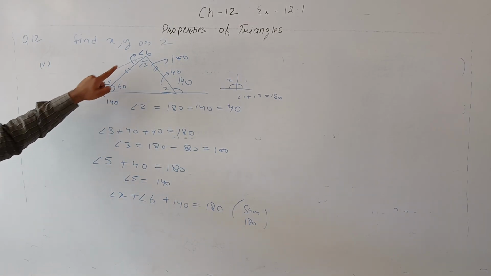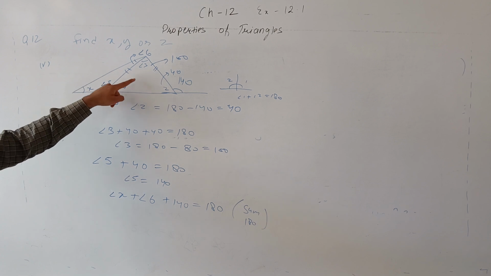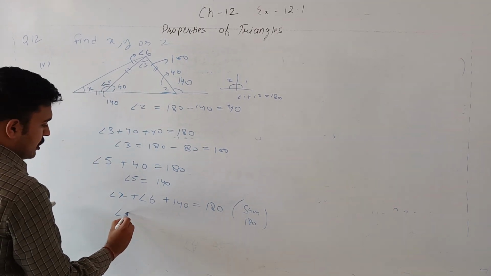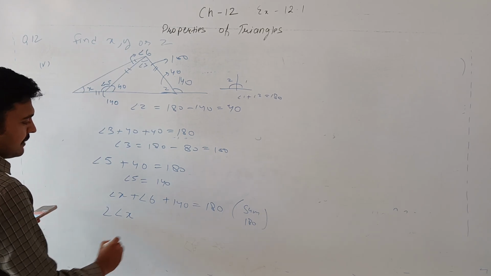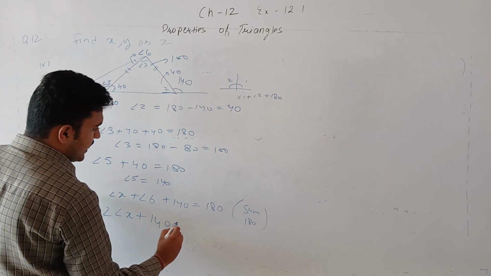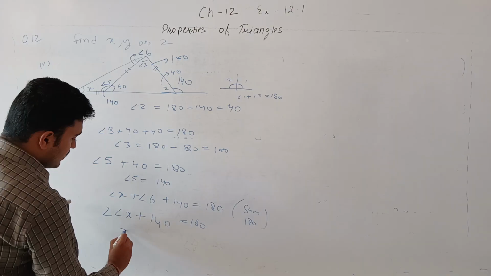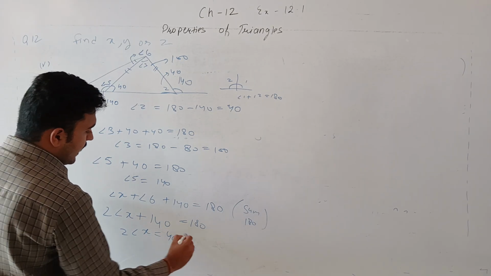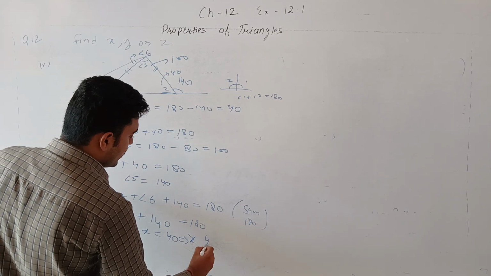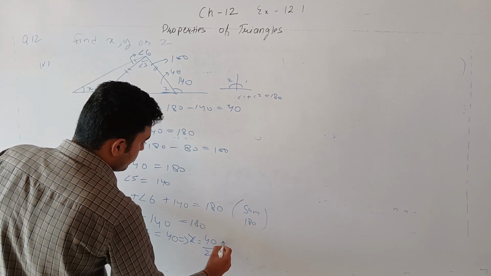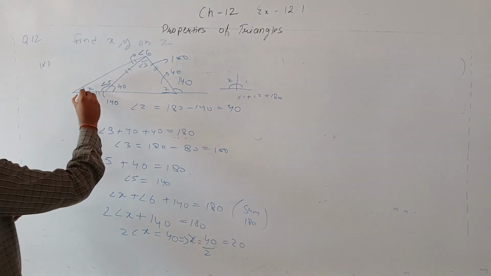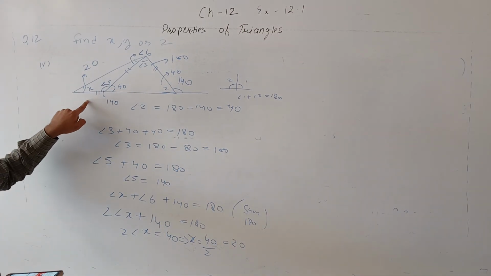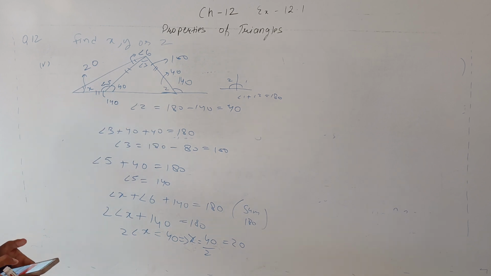Angle x is equal to angle 6, because these two sides are given equal. Therefore, angle 6 is equal to angle x. We can write here 2 times angle x plus 140 is equal to 180. 2 times angle x comes out to be 180 minus 140, which is 40, and x comes out to be 40 upon 2, which is equal to 20. So x comes out to be 20. So our required angle x is equal to 20 degrees.